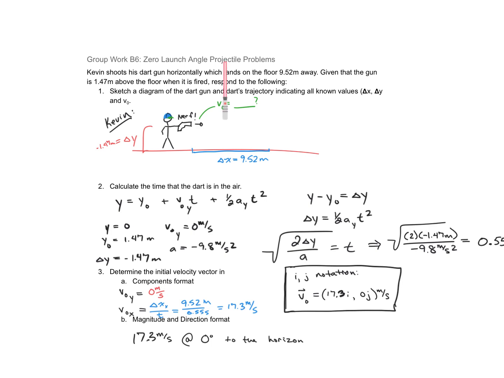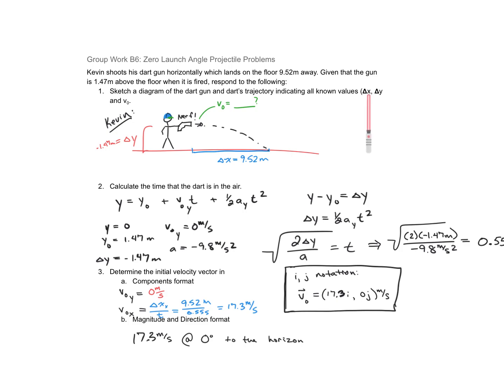If you have a projectile with a 0 launch angle, which means that it's being projected horizontally, at 0 degrees to the horizon. So we start with Kevin. Kevin's got a little baseball cap on, he's got his little Nerf blaster, and it says that he shoots his little dart gun and the projectile lands 9.52 meters from where it was shot, and it was launched from 1.47 meters above the floor, and that's all the information you get.